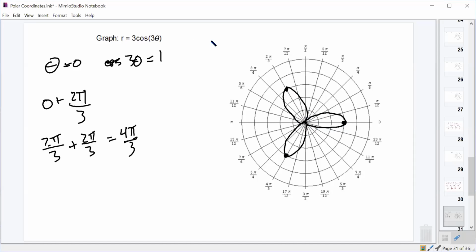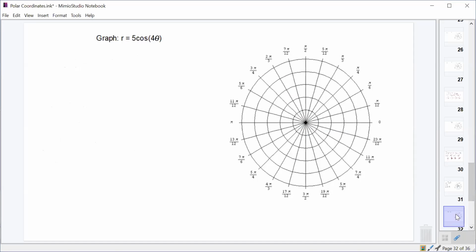Okay, cool. So we'll go on to our next one here. There we go. So we got 5 cosine 4 theta. I got another cosine. I hope I put a sine one here. If not, we'll throw an extra sine one in here. So we got 5 cosine 4 theta.